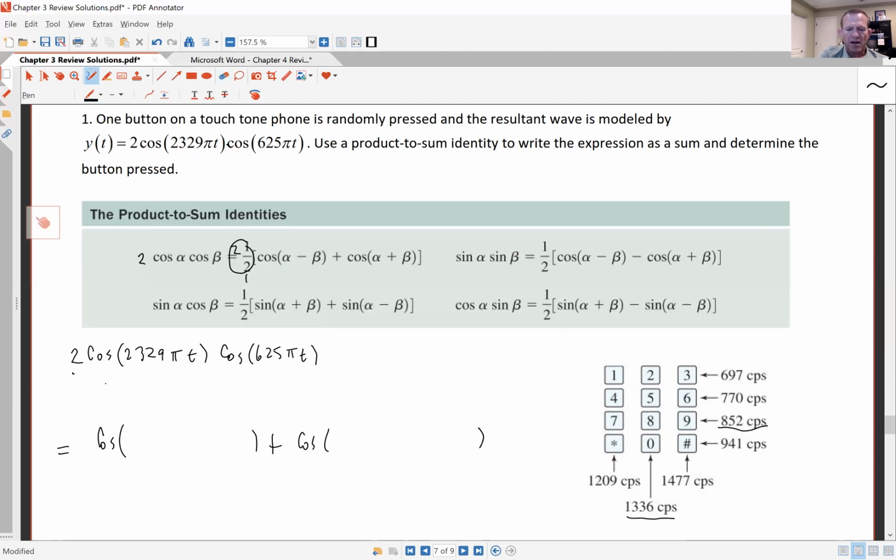So in this case, our alpha is 2329 pi, and the beta is 625 pi. So inside here is going to be 2329 pi minus 625 pi plus cosine of their sum, 2329 pi plus 625 pi.